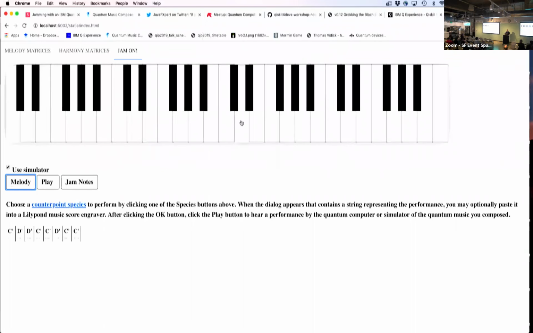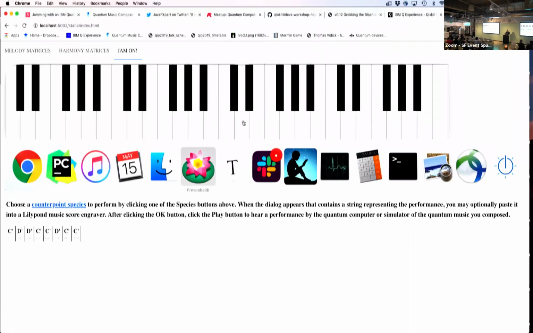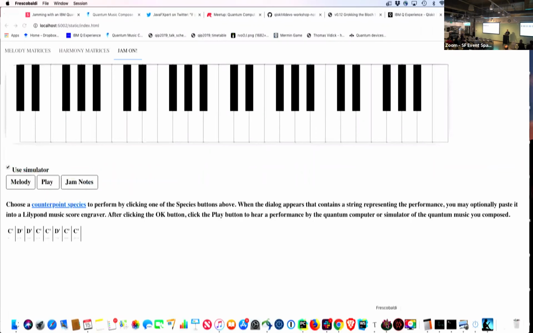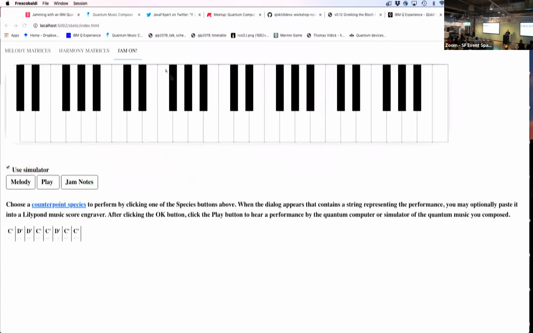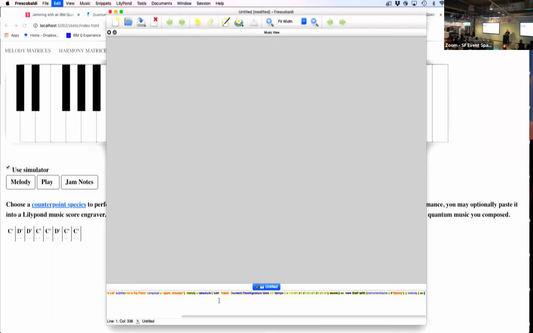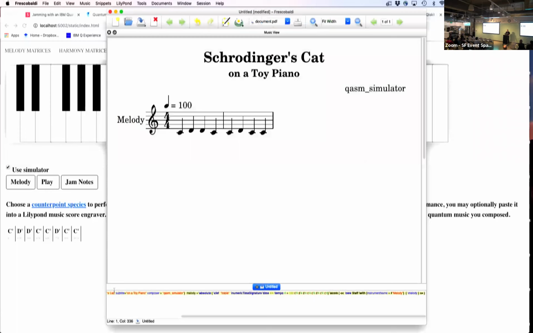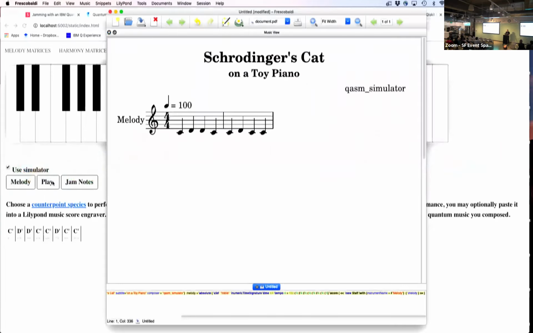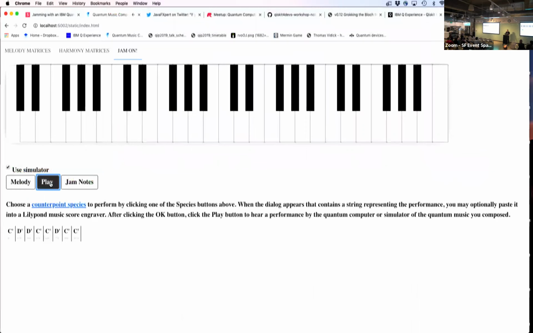But then it came back with this string, and I can paste that string into a music scribing software here. Anybody ever heard of LilyPond? Where did Frescobaldi go? Okay, here we go. I paste that string into here, and then there's our melody. I'll go ahead and play it for you. Could you turn the sound up? I'll play it again. Not that it's super interesting, but I'll go ahead and play it anyway.